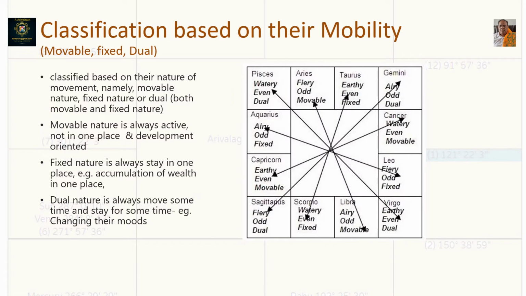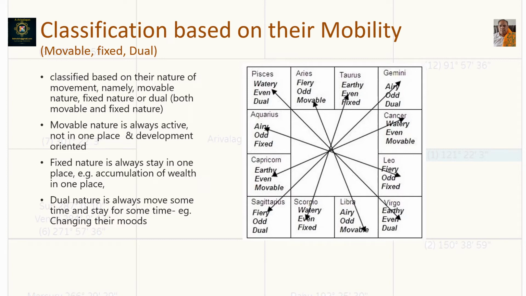Okay. Now classification of this Rasis I will explain now. Rasis are classified based on their mobility. That is three factors are considered here. That is movable Rasis, fixed Rasis, and dual Rasis. Dual Rasis have both movement and fixed.